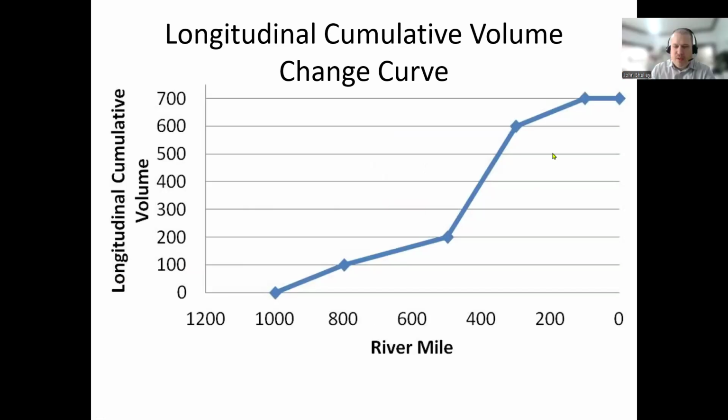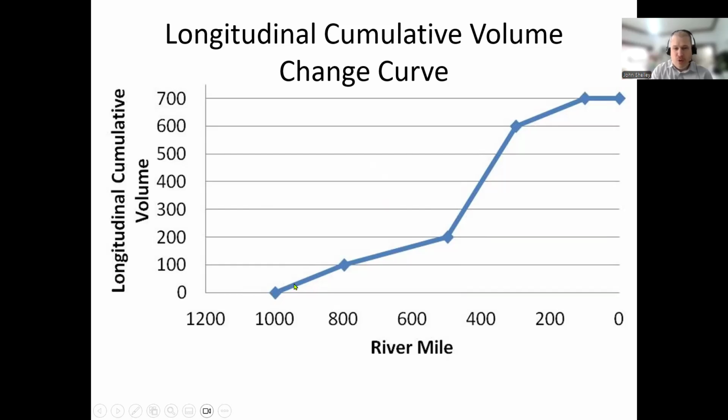So what we end up with could be something like this, depending on your volume change. In this case, we're starting at the upstream end, and it's 0 at the upstream end, and then we've got a volume change, and we plot it. Then we've got volume change in both segments, and we plot it here. The volume change in all 3 segments added together, we plot it there. The volume change in all 4 segments added together, we plot it here. And a longitudinal cumulative volume change curve that looks like this tells you some important things.